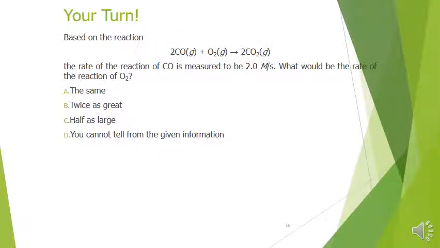All right, the next one, based on the reaction. Again, this is one reaction, and the rate of CO2 is 2 molar per second. What would be the rate of the oxygen? For every 2 COs, we make 1 O2. So the amount of O2 is going to be half of what the CO is going to be. So it's going to be this one.